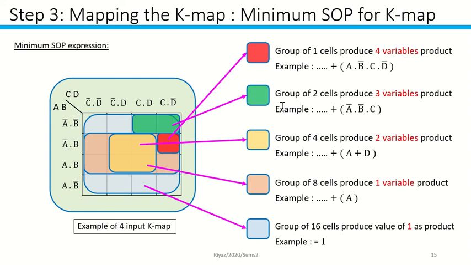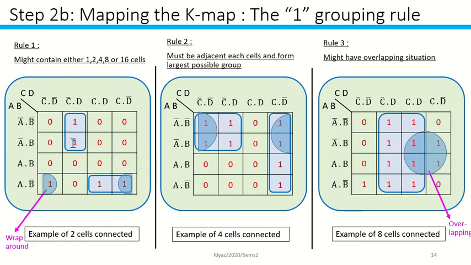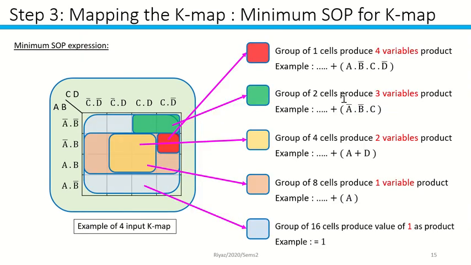So we go to the second group, two cells. If you have two cells connected to each other, like the previous one, it usually produces 3 variables in the output. For example, you have A bar and B bar. And for this one, you have C, so both have a C. And because D is D and D bar, this can be eliminated. So that's why you have A bar, B bar, and C.